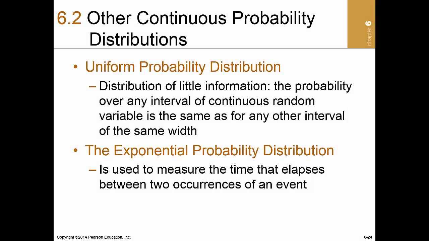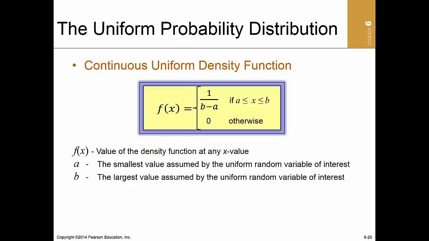This section introduces two additional continuous probability distributions that are used in business decision making: the uniform distribution and the exponential distribution. The uniform distribution is sometimes referred to as the distribution of little information because the probability over any interval of the continuous random variable is the same as for any other interval of the same width.